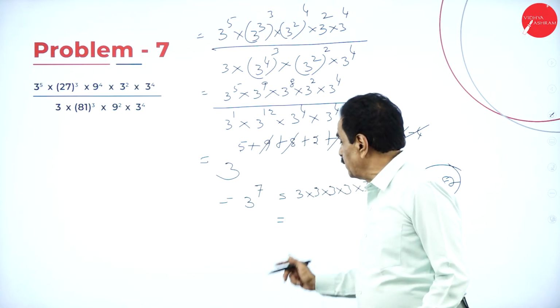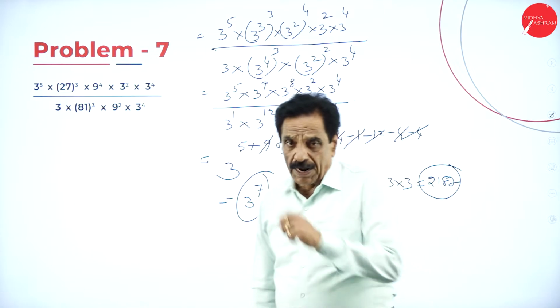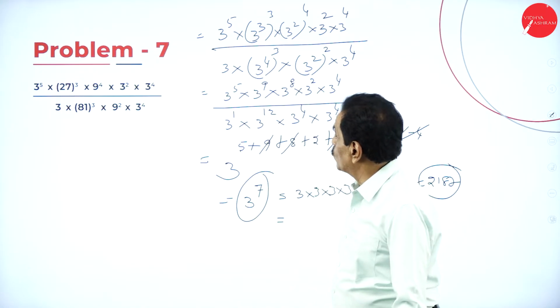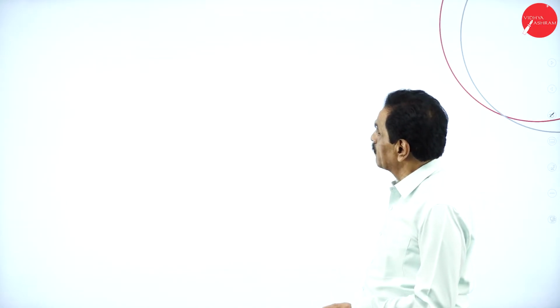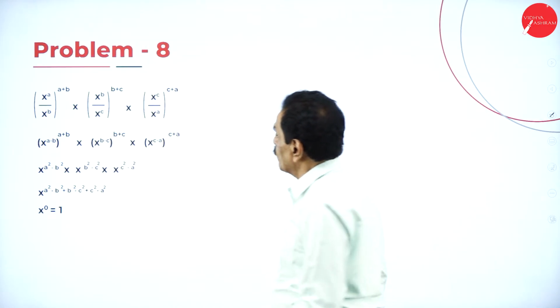I took the base. If you write in the exam 3 to the power of 7, we'll get the marks for that. We'll go to the next one, 7th over. We'll go to the 8th one. So we have got one formula.